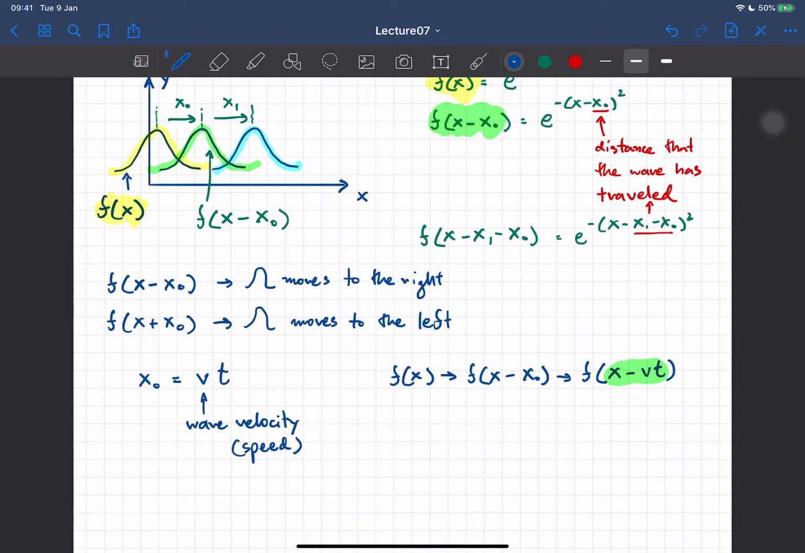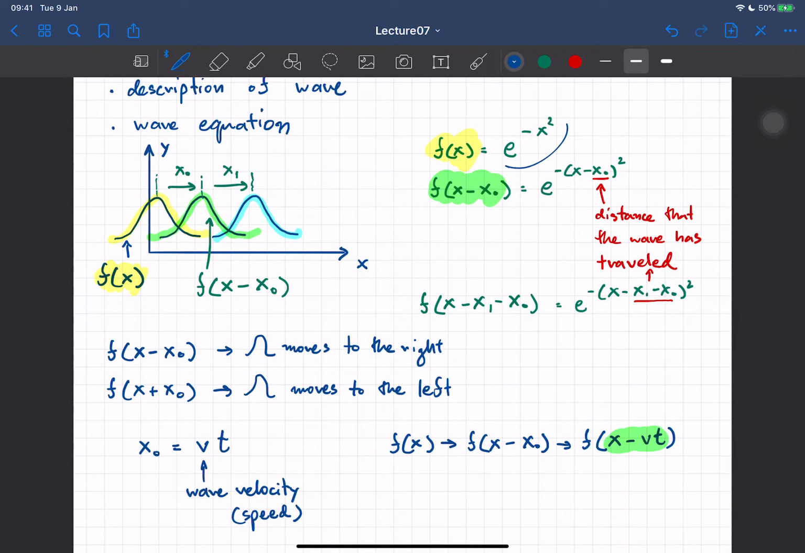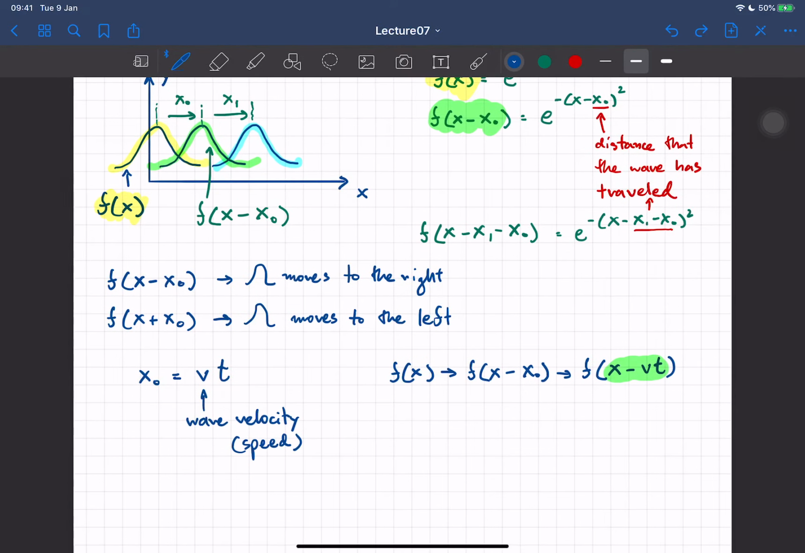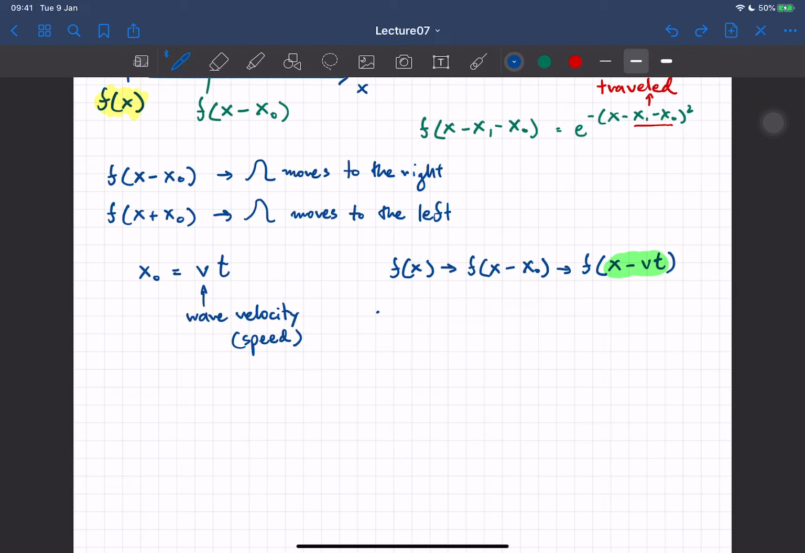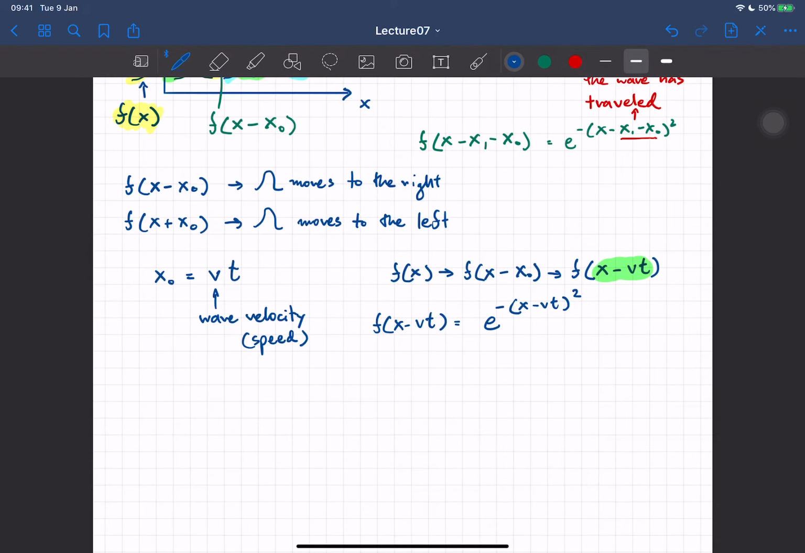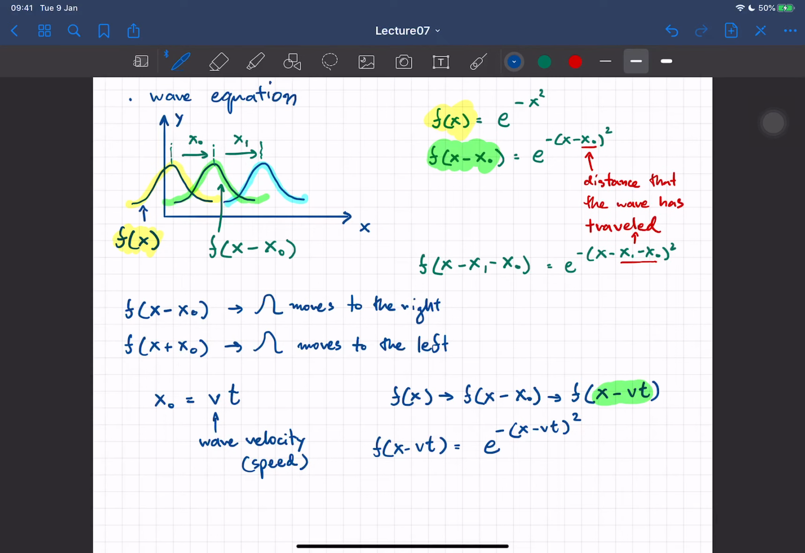So if we use the same functional form as before, which is e to the minus x squared, that means if we were to describe this wave at any time, then f of x minus vt is going to look like e to the minus (x minus vt), the whole thing squared. And this is nothing new because you're just replacing x0 by vt. That's it. Right. So the fact is that x0 is not constant because the wave moves all the time. Right. So x0 also depends on the time.